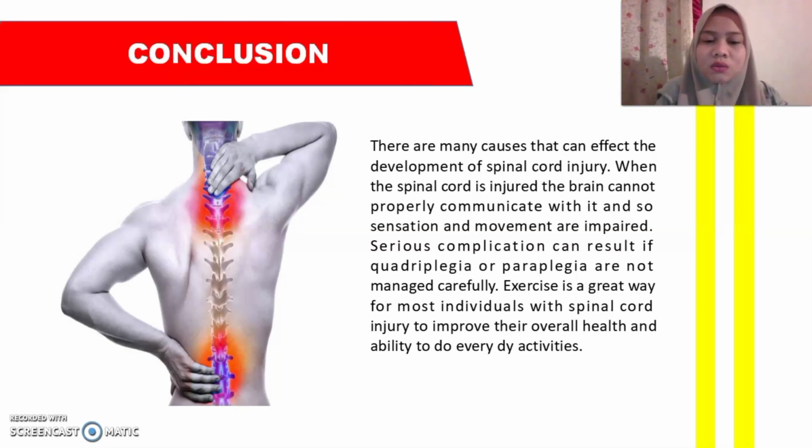Exercise is a great way for most individuals with spinal cord injury to improve their overall health and ability to do everyday activities. Okay, that's all from us. Thank you.